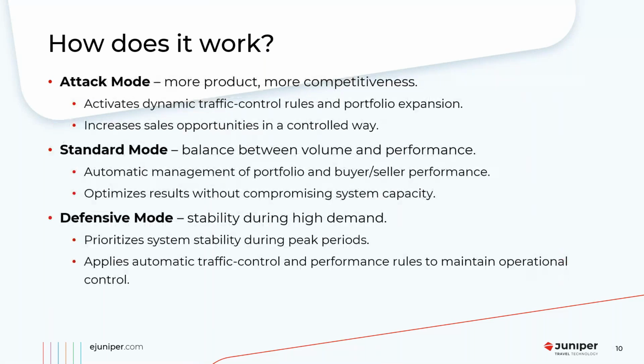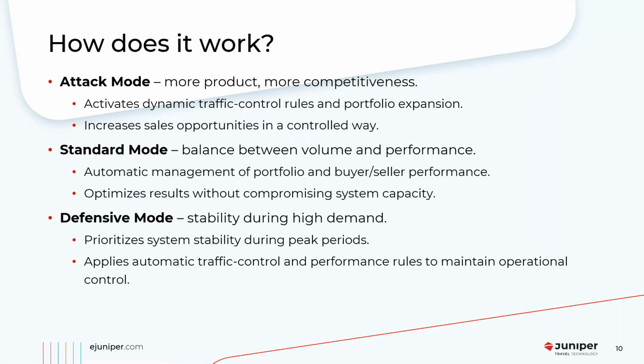So there is this attack mode. This translates into more product and greater competitiveness. This mode activates dynamic traffic control rules and portfolio expansion to open more product and increase sales options in a controlled way. Then we have the standard mode that represents the balance between volume and performance. This mode automatically manages the portfolio and the performance of buyers and sellers to optimize results without compromising system capacity. And then we have the defensive mode that reflects stability and control under high demand.